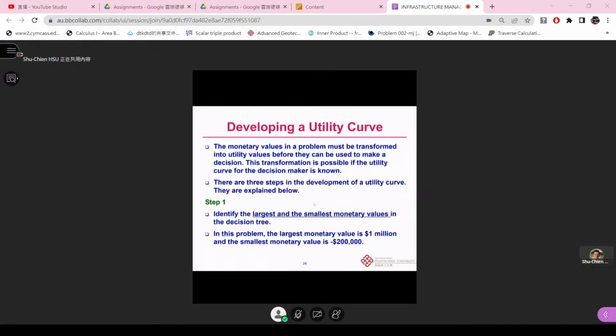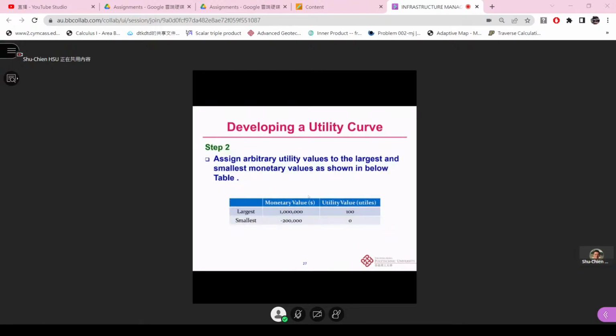The first step is to identify the largest and the smallest monetary values in the decision tree. In this problem, the largest monetary value is 1 million and the smallest is negative 200,000. So we now have the maximum and the minimum, so that in step two, we assign arbitrary utility values to the largest and smallest monetary values, as shown in the table below. We convert the largest, the 1 million, to a utility value, utile, of 100.